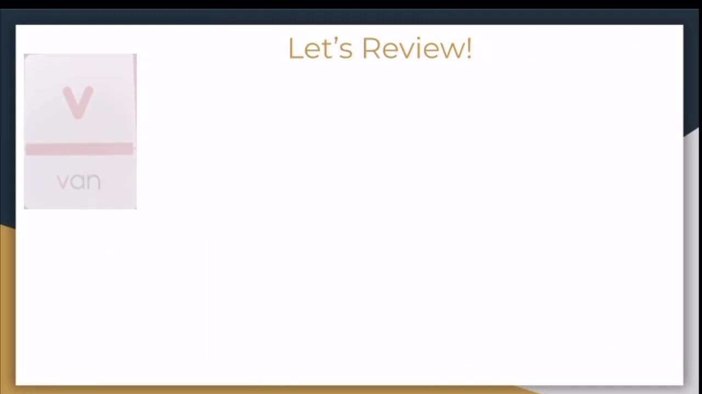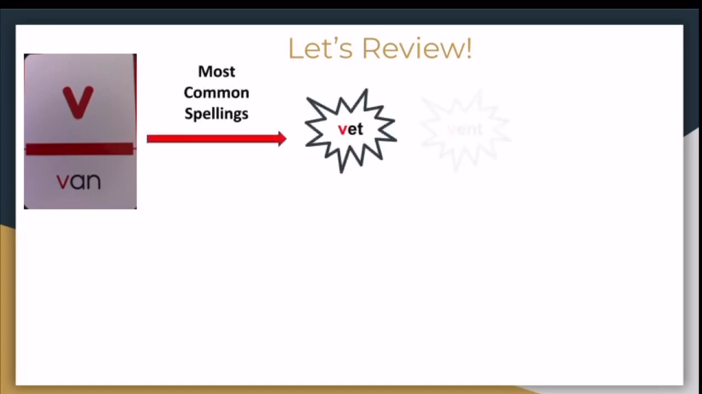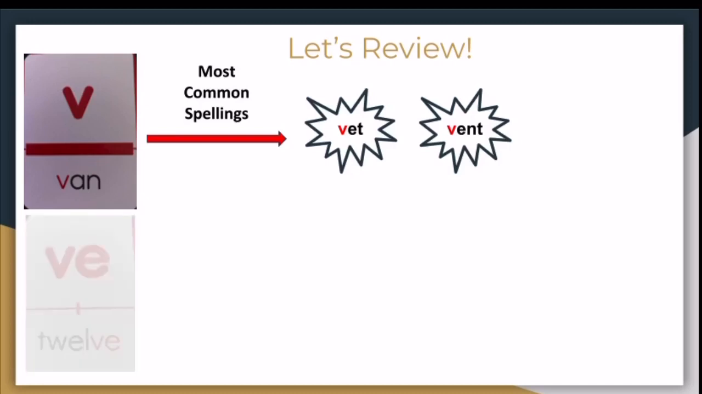Let's review. This is our flashcard for the sound and letter V. The sound is V. As you can see, the power bar is almost all the way full. This means that this sound and spelling is used very often. Let's see where it's most commonly used. In the word vet, V is the initial sound, and in the word vent, V is also the initial sound.